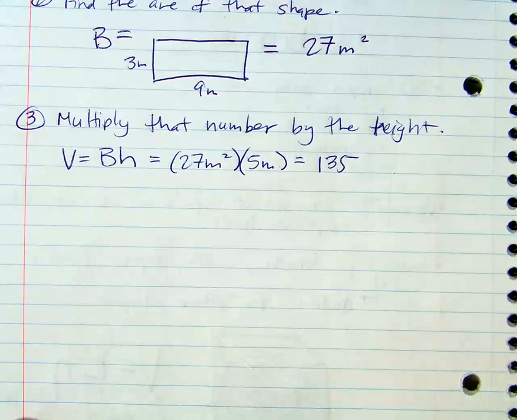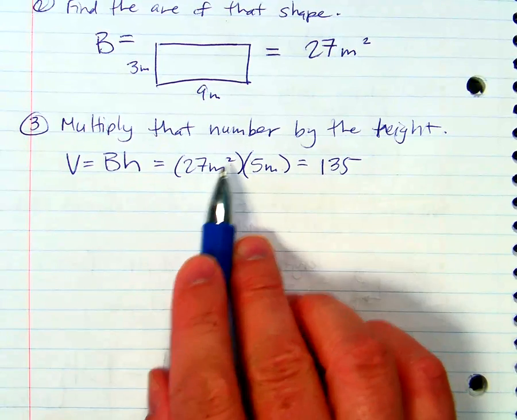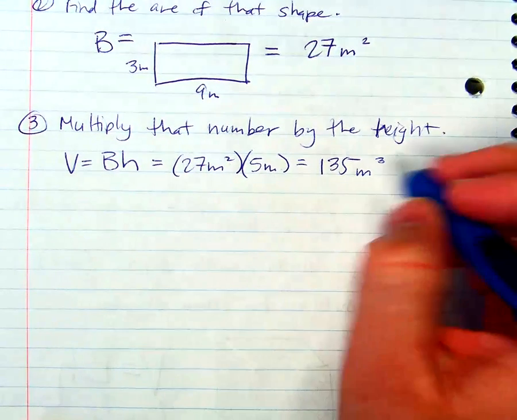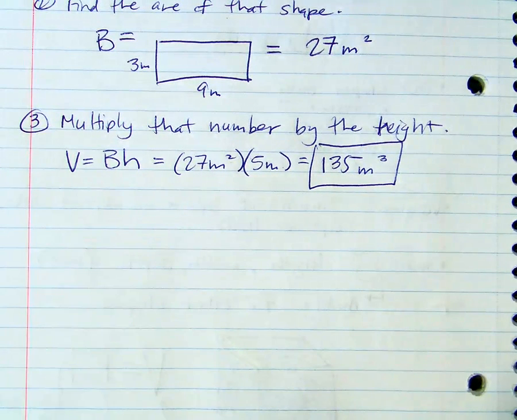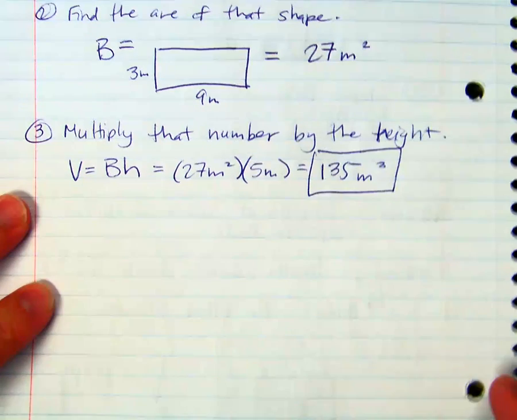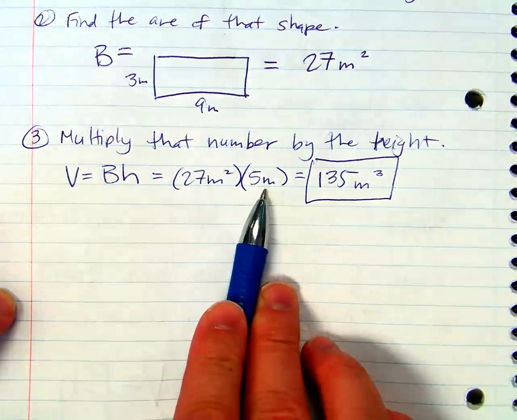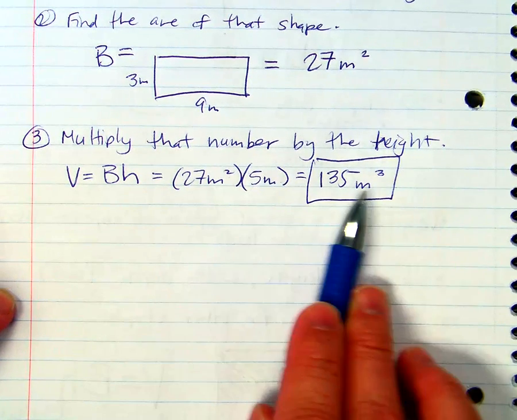But I want you to pay attention to the meters also. Right, we had meters squared here, and then we multiplied by another one, making 3 total pieces being multiplied together to make meters cubed. Volume will always have units cubed, because throughout this process, we ended up multiplying 3 different measurements together. We had 3 times 9, and then we multiplied that by 5. So that was 1, 2, 3 different measurements being multiplied together, meters cubed.